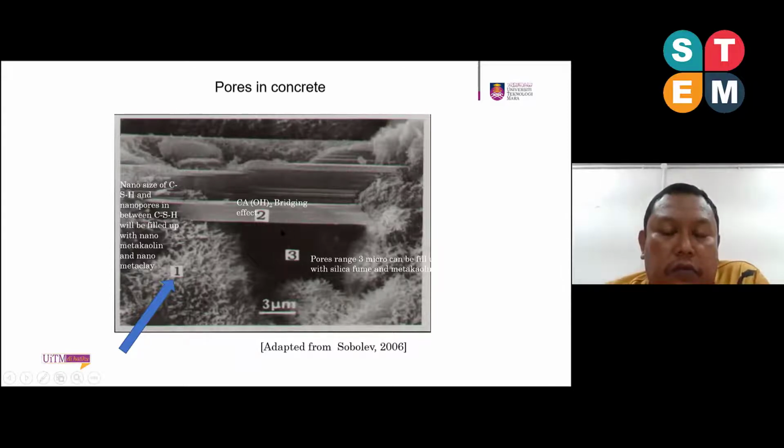In normal concrete, we are facing the problem of macropores. For high performance concrete, we are facing micropores, and for ultra high performance concrete, we are facing what we call nanopores. So the challenge is to fill the gap between the hydration products to ensure a very good density of the concrete, and to confirm the performance and durability of the concrete structures.